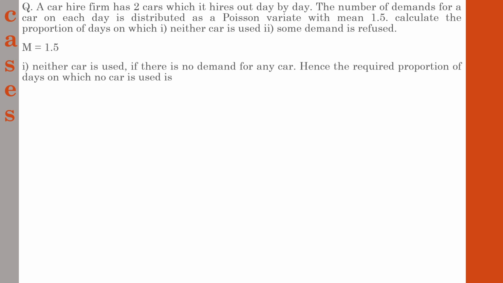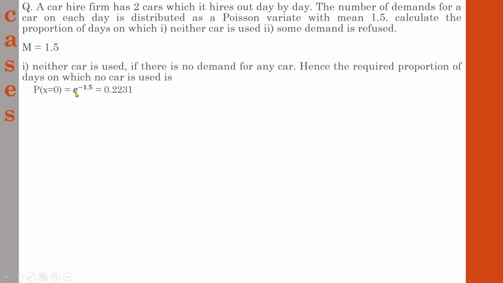Neither car is used. That was the first question. If there is no demand for any car, no customer is there for the car, that is known as neither car is used. That is a situation where the car is not used. Hence the required proportion of the days on which no car is used is P of x equal to 0. So the computation is P of x equal to 0, and the value of e raised to minus 1.5 is 0.2231. If you refer to the table, you get the value.